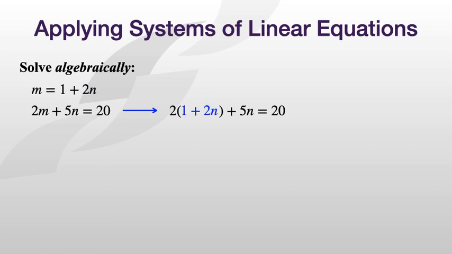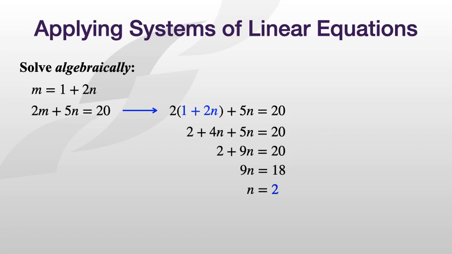2 times 1 plus 2n is 2 plus 4n. 4n plus 5n is 9n. If 2 plus 9n is 20, then 9n must be 18. n equals 2.